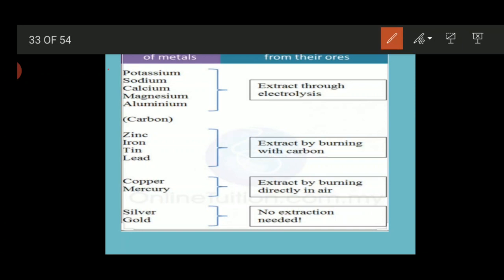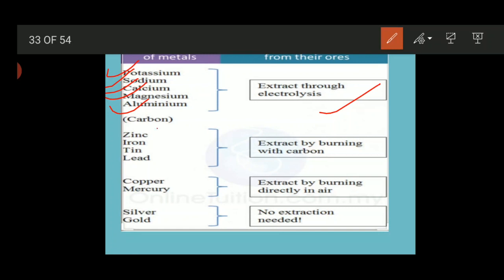Metals like potassium, sodium, calcium, magnesium, aluminum are present in our environment in combined form, meaning their ores are present in our surroundings, which are known as minerals, and from those minerals we extract these metals through the electrolysis process. Why is the electrolysis process used? Because they are highly reactive in nature. That's why the electrolysis method is used in the extraction of those metals from their ores.